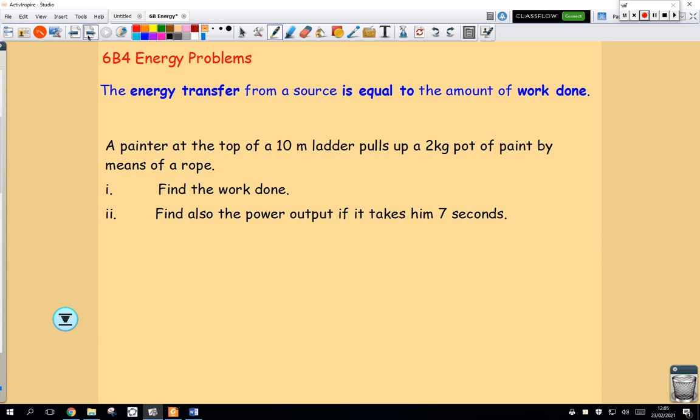Let's look at another problem. A painter at the top of a 10-meter ladder pulls up a 2-kilogram pot of paint by means of a rope. Find the work done in order to get this going from the bottom to the top. So the work done is going to be the energy transfer. In this case, the energy transfer is going to be a transfer in potential energy.